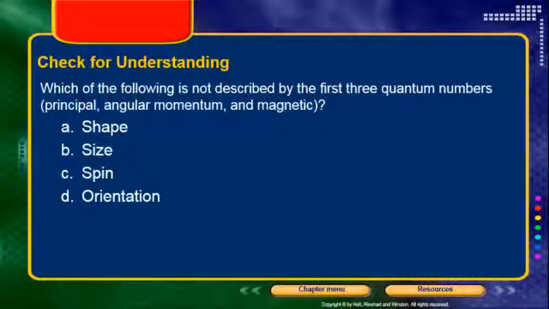All right, we'll finish up with a check for understanding that refers to the quantum numbers. Which of the following is not described by the first 3 quantum numbers? That's principal, angular momentum, and magnetic. Which of the following is not described by one of those 3 quantum numbers? The correct answer is C, spin. Spin is its own quantum number. It's actually the 4th and last quantum number.